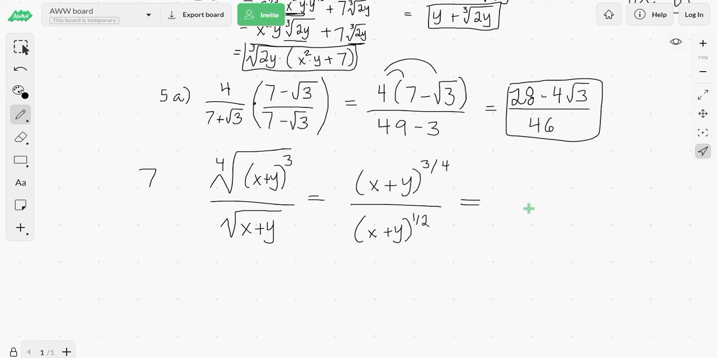Now we can apply the exponent properties from way back in section 1.6. This is the same thing as subtracting our exponents and keeping the base the same. We just got x plus y to the 3/4 minus 1/2. So 3/4 minus 1/2, that's just 1/4. So we really have x plus y to the 1/4. Or in other words, if we want to bring it back to radical notation like the problem started, which is generally what you should do, you get the 4th root of x plus y.